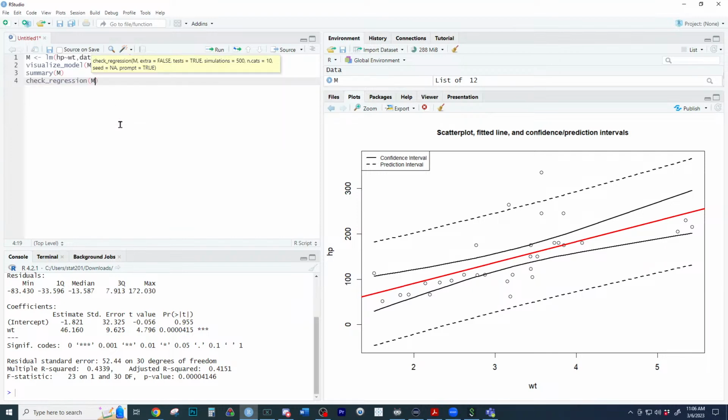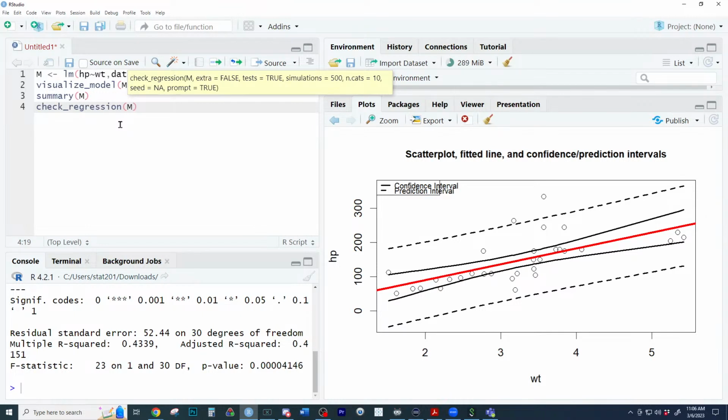What do you think check regression does for us? Check regression is going to what?